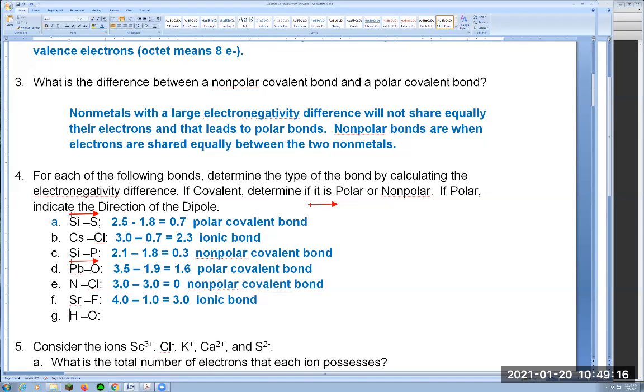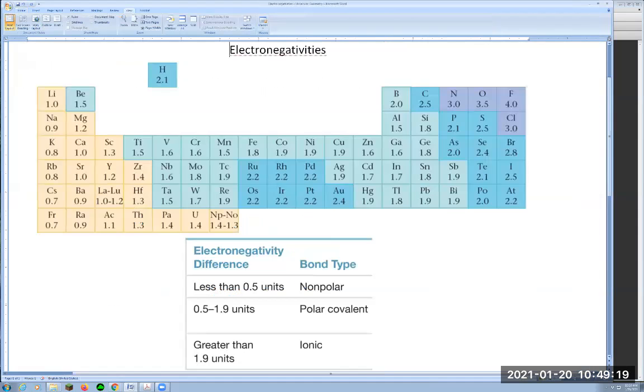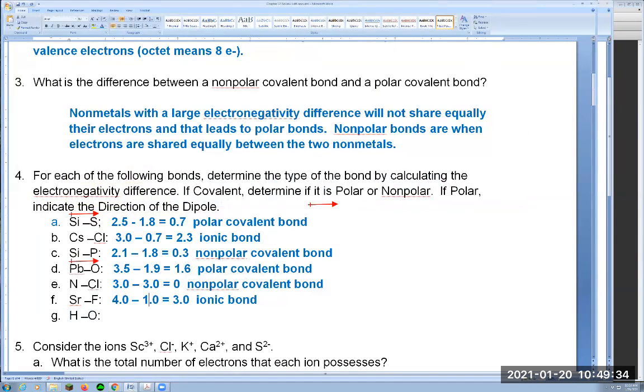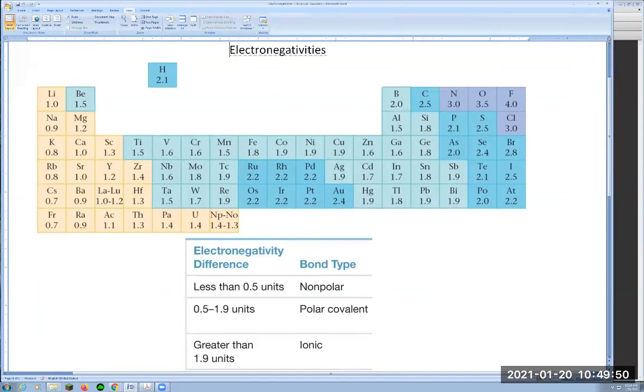And then hydrogen and oxygen. This one you will see a lot, OH. Hydrogen, notice how it is by itself here on the top. It has a value of 2.1. Oxygen is 3.5. So we will do 3.5 minus 2.1, that's a difference of 1.4. 1.4 is considered a polar covalent bond. It's between 0.5 and 1.9.